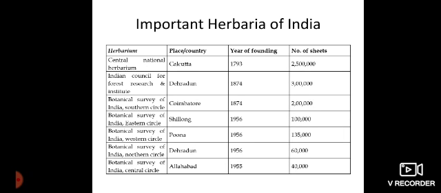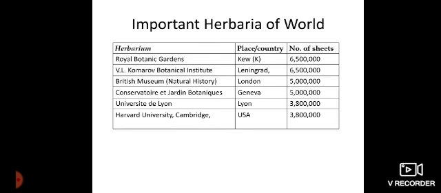And the Botanical Survey of India in Pune has 135 lakh herbarium sheets. In Dehradun, the Botanical Survey of India consists of 60,000 herbarium sheets of plant material. And in Allahabad, the Botanical Survey of India consists of 40,000 herbarium sheets.